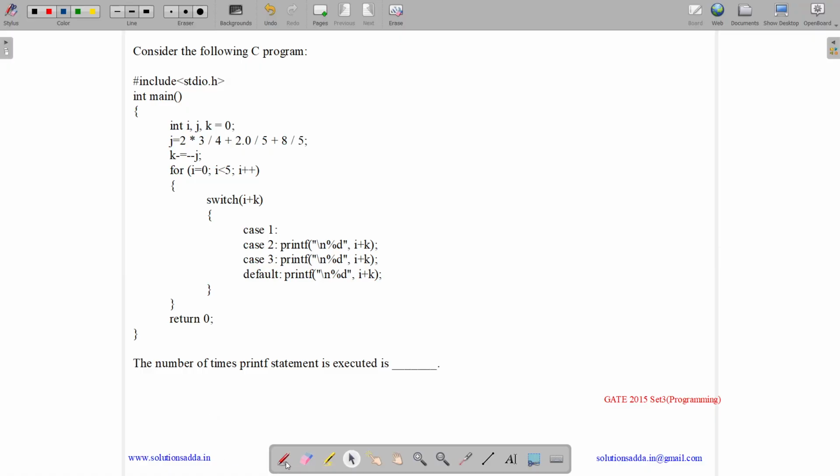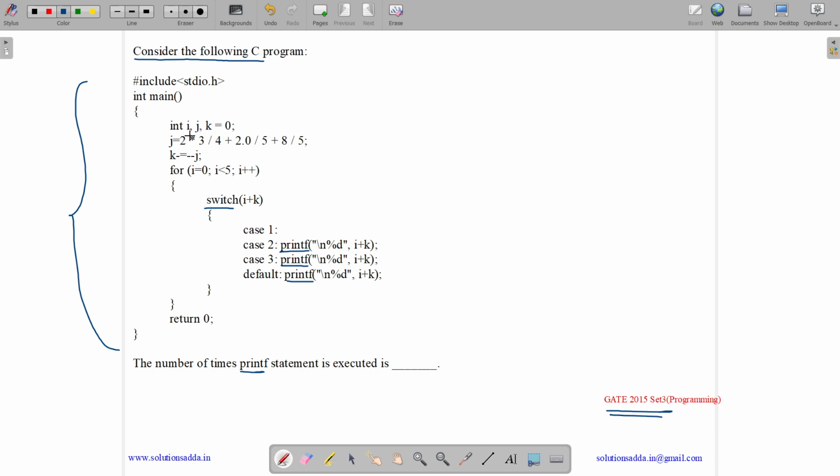This question belongs to the programming subject and was asked in GATE CSE 2015 SET-3. The question states, consider the following C program. So here we have the C program. The number of times the printf statement is executed is. So here we have 3 printf statements inside a switch case, and we need to tell the number of times printf is executed.